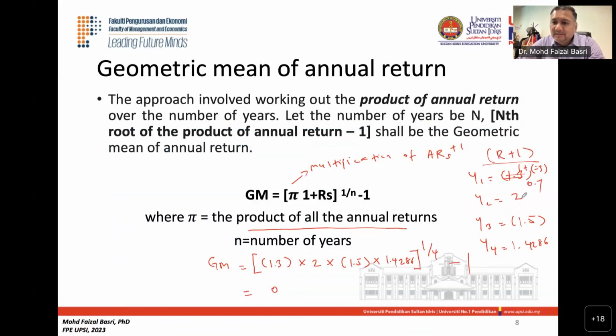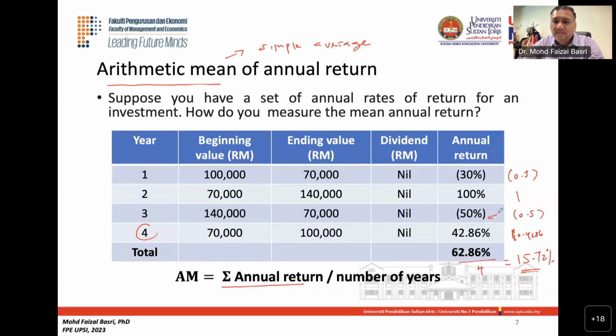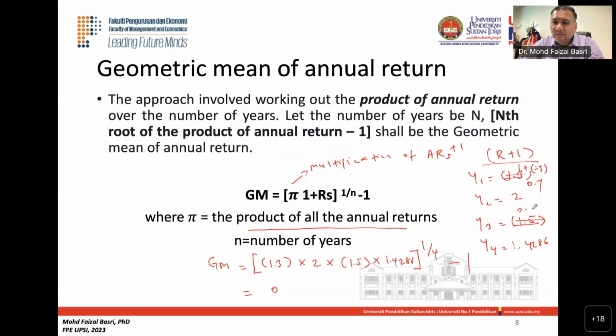Okay, 0.7. So 1.1, yes, correct. 2, here also the same. It's supposed to be 1 minus 0.5, which is 0.5. Okay, so we have to change it here. And it's supposed to be 0.7 here.